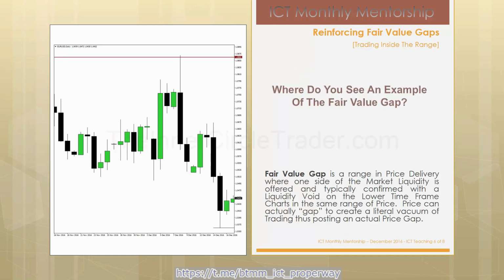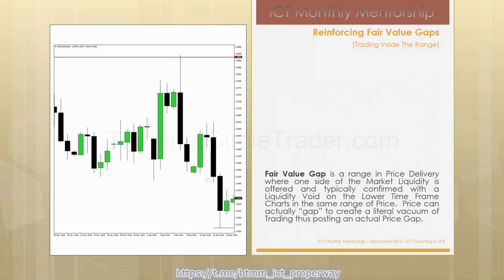Okay, and I'm going to ask you, where do you see an example of the fair value gap? Okay, I'm going to draw your attention to it here. It's that blue shaded area here on the daily chart. Let me explain to you why I'm shading in that specific area of price. It's about a 20 pip range on the daily. But inside of that blue shaded area, that is what is commonly referred to in my work as a fair value gap.